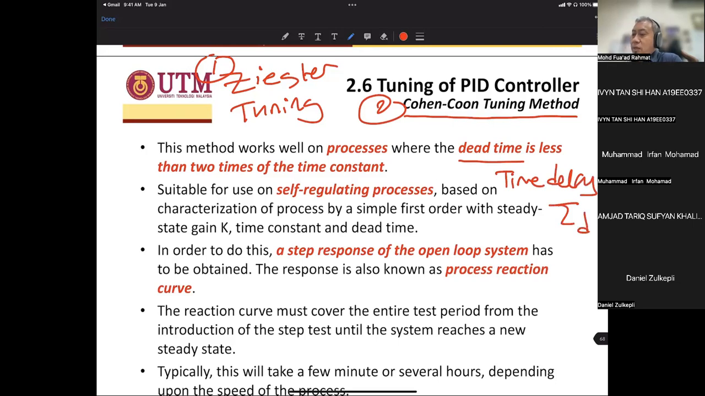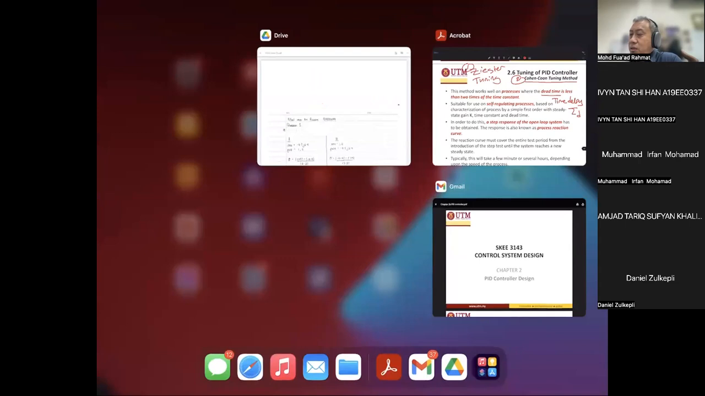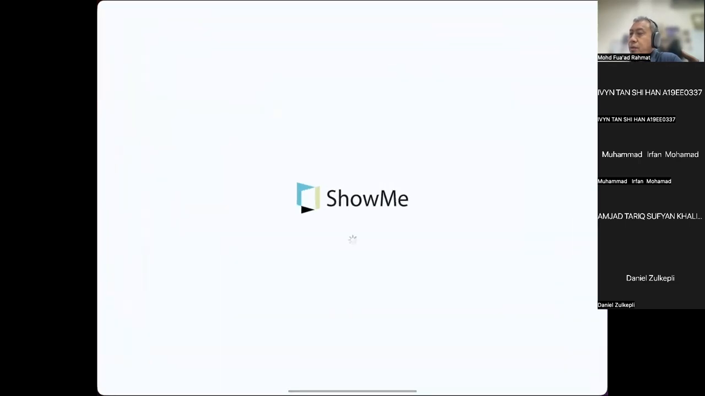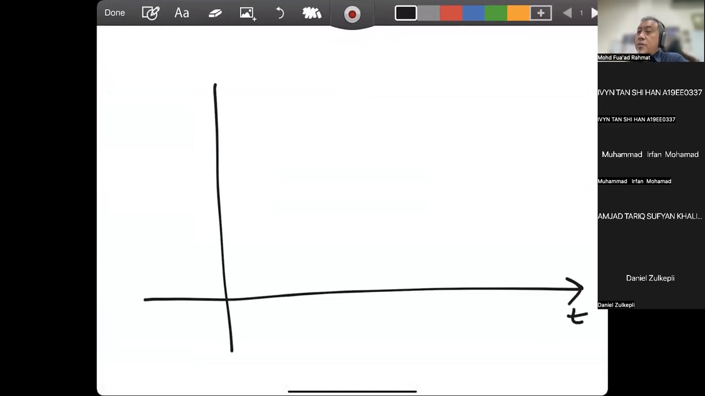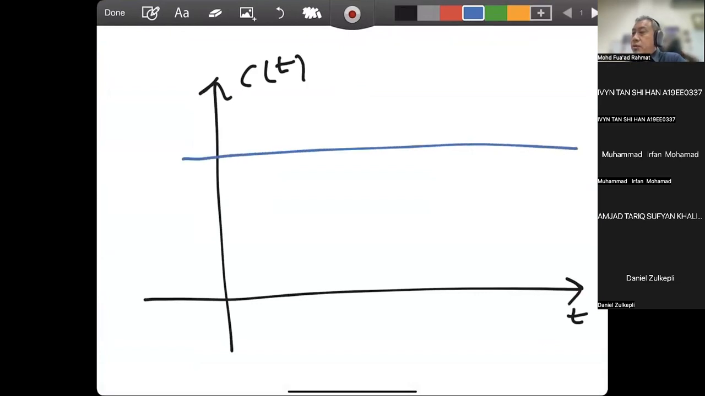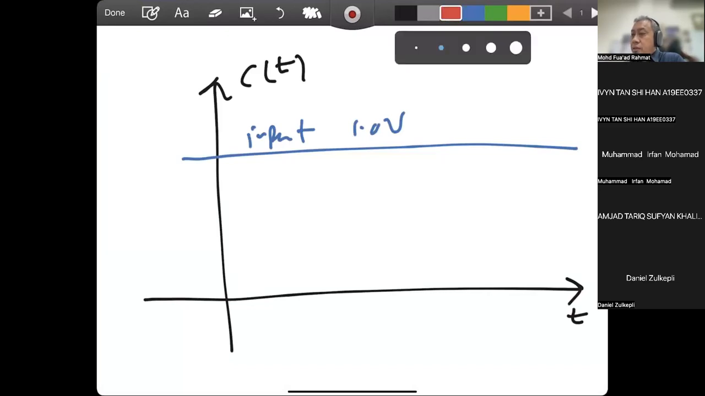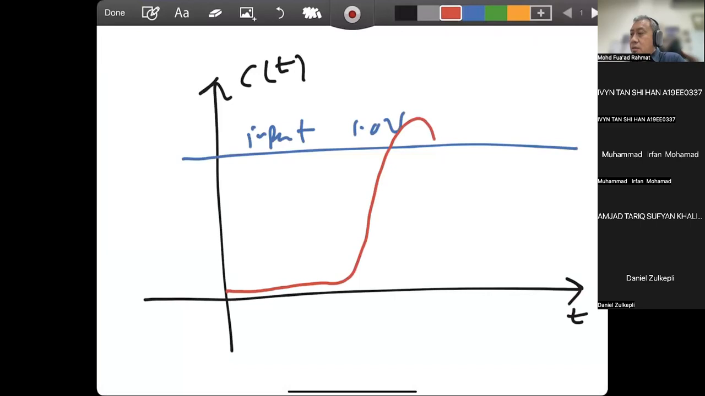So what actually is time delay? Time delay is from the time response. If you have a closed loop time response, for example, this is the output, and this is the input. The output is something like this, and let's say this is 1 second.